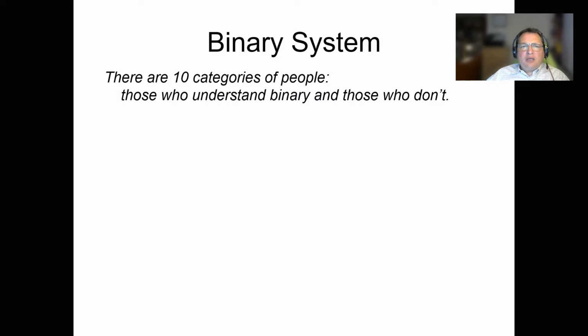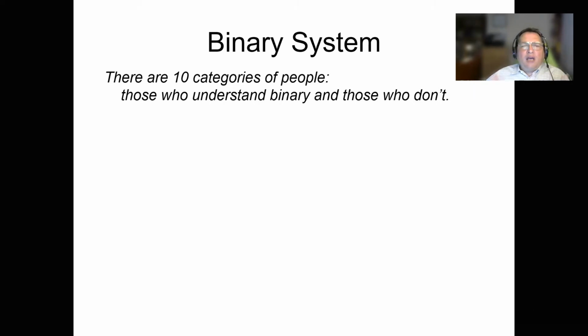Okay, if you read it like there are 10 categories of people, the joke won't work. Okay? Important fact about the binary system is that the number you can see here on the screen, it's not 10 anymore. 10 is a decimal value in the decimal system. In binary, it's 2. So there are 10 categories of people, those who understand binary and those who don't.